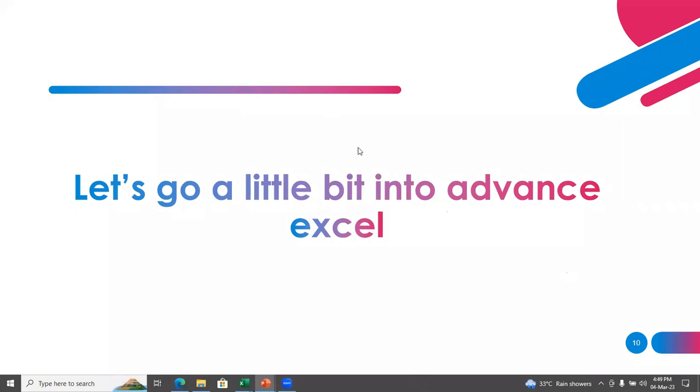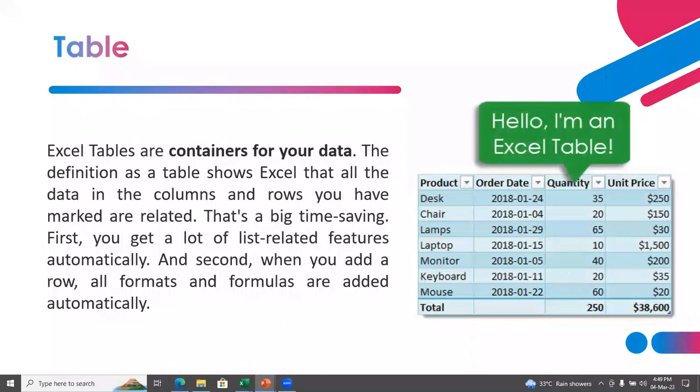Now, we've talked about the basic terminologies, but there are still advanced basic terminologies that you come across. One of them is called a table. Excel tables are containers for your data. What an Excel table does is tell Excel that all this data that you mark together is all related. Now, let's go to Excel.